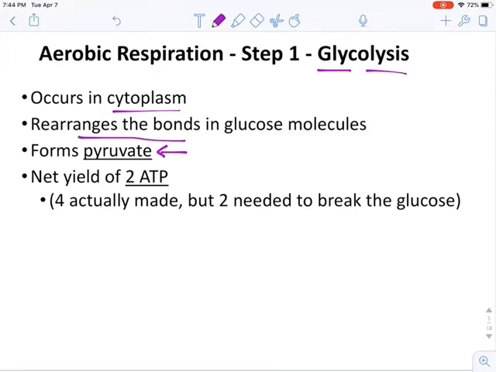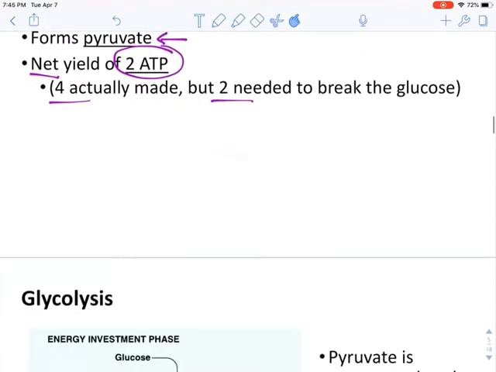When all is said and done, glycolysis is going to give us a net gain of 2 ATP molecules. It's not a lot. It's definitely not enough for you as a large animal to survive on, hence the reason there's more steps. But some organisms can survive for temporary amounts of time just with a small amount of ATP. FYI, we actually produce 4 ATP, but it took 2 of them to break the glucose bonds. So to make pyruvate, you have to actually invest some of that ATP ahead of time.